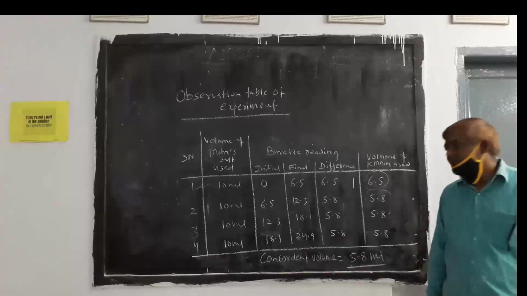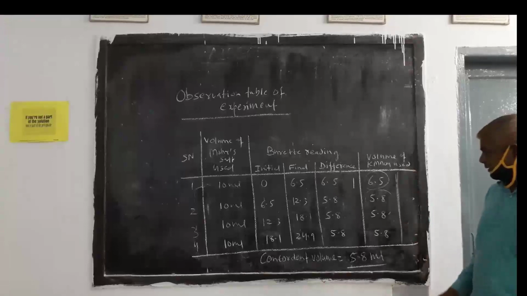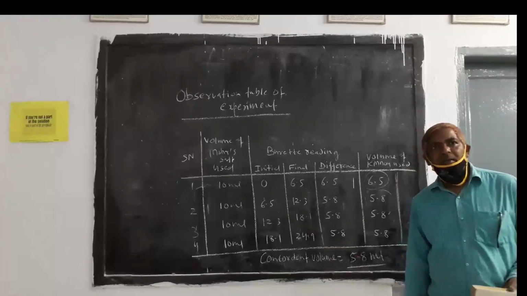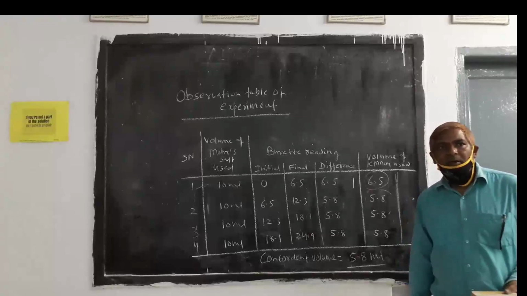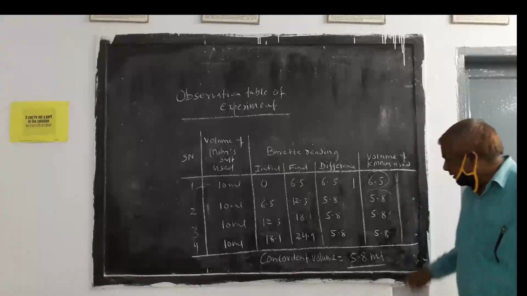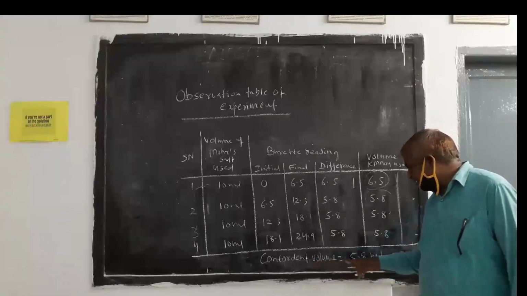Always keep in mind this difference must be similar. If the difference is not coming similar, this indicates that we are not careful while handling the experiment in the lab. Finally, we have to retain the concordant volume.